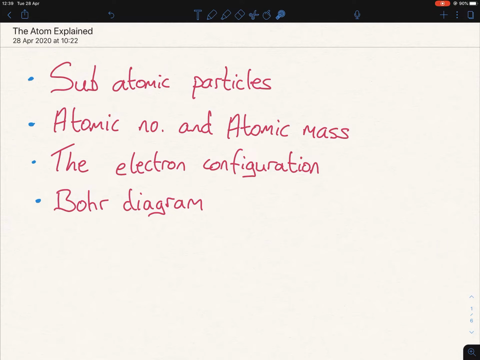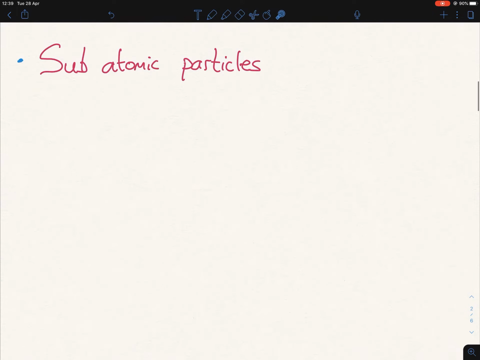Okay, so to get started, we'll start with the subatomic particles. So what's the story there? Well, we have three subatomic particles in total. We have protons, we have neutrons, and we have electrons. The students always get bogged down when they hear about subatomic particles, and they get confused. What does that actually mean? Well, let's just discuss what the atom actually is.